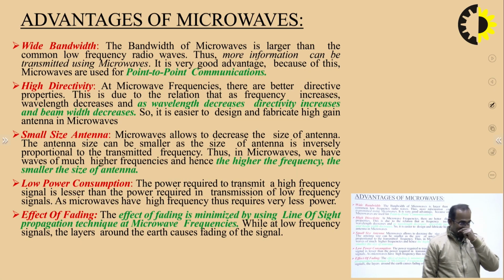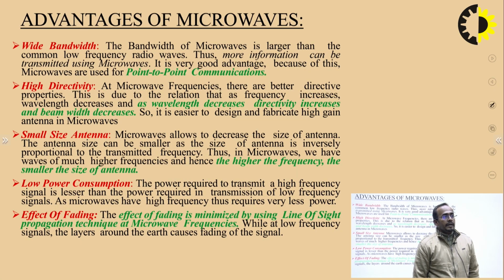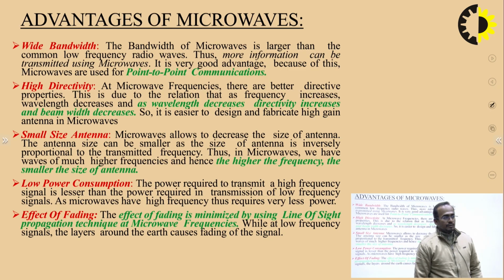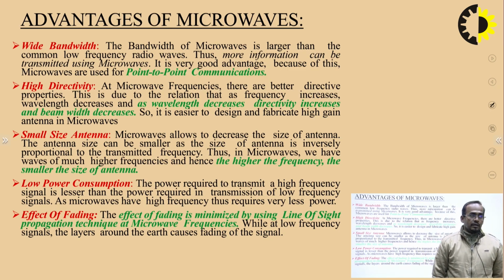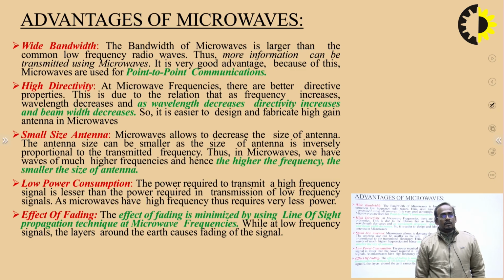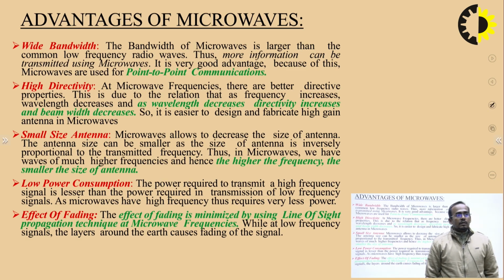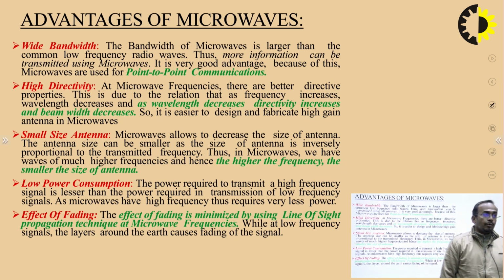What are the advantages of microwaves? It has wide bandwidth, high directivity, small size antennas can be used, low power consumption and less effect of fading. Wide bandwidth: the bandwidth of microwaves is larger than that of common low frequency radio waves. More information can be transmitted using microwaves, so it is very advantageous for point to point communication.